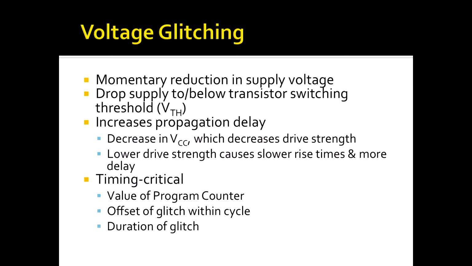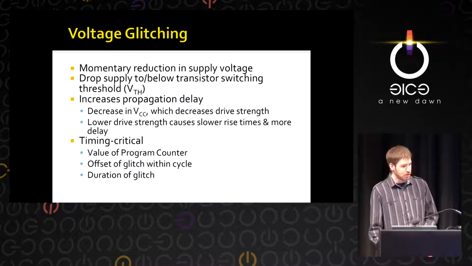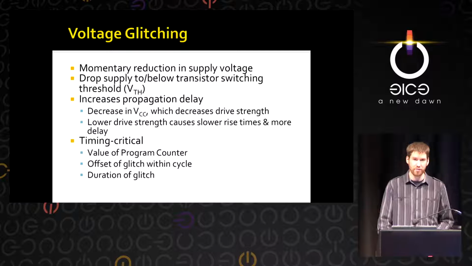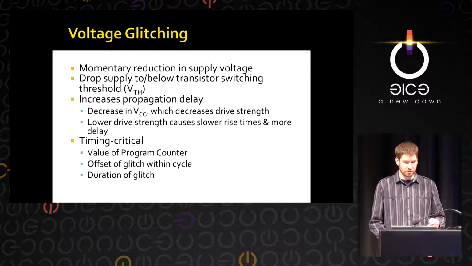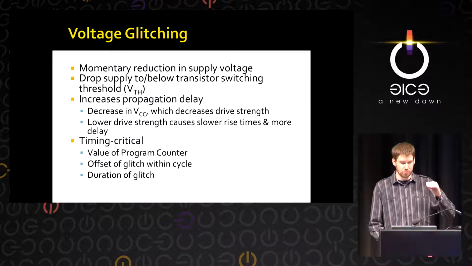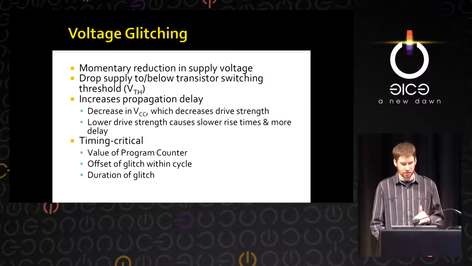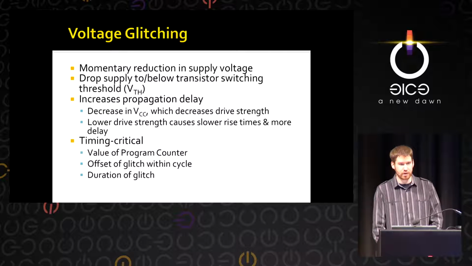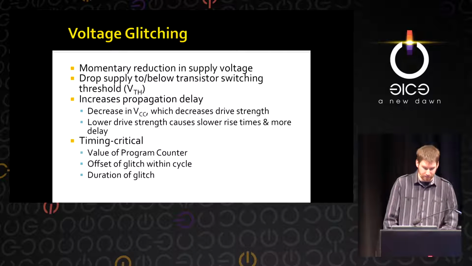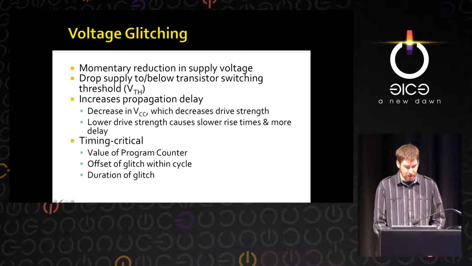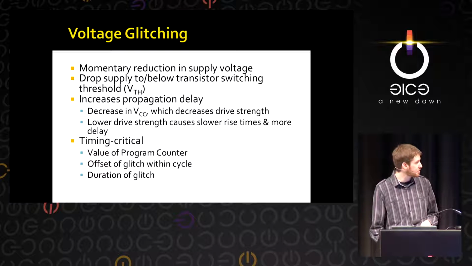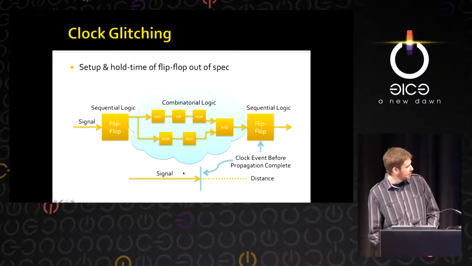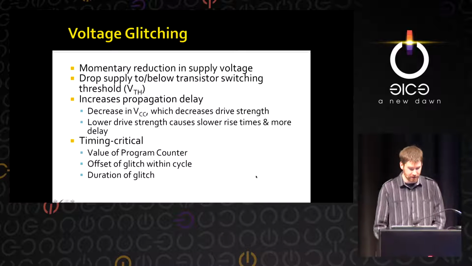So what's the mechanism of voltage glitching? So this is a momentary reduction in supply voltage to the device. So what you do is you drop the voltage to or below the transistor's switching threshold. And a rule of thumb is try supply voltage divided by 2 and start from there. It could be lower, it could be higher, but it's a good starting point. So what this does is this increases the propagation delay, which is literally the delay of the signal propagating through the device. So it gives you kind of the same end effect.